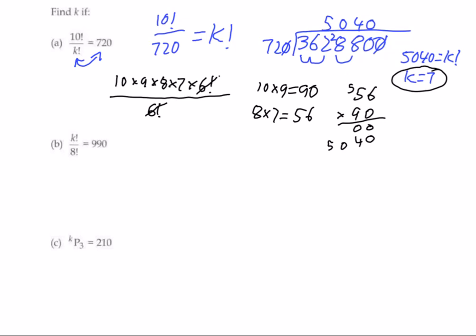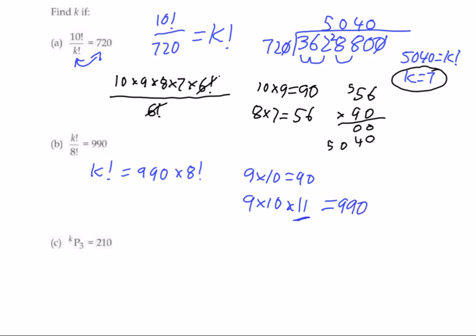For question B, you know that dividing k factorial by 8 factorial gives you a large number. Therefore, k factorial is significantly larger than 8 factorial. We must therefore multiply consecutive numbers that are larger than 8 to get the number 990. First, I tried 9 times 10 equals 90, which is too small. Then I tried 9 times 10 times 11, and I got my 990. The largest number out of those three must be the k value. Therefore, 11 factorial over 8 factorial is what gives me my 990, and therefore k equals 11.